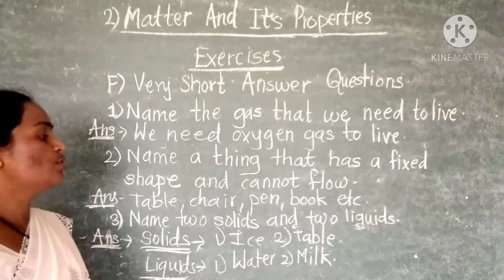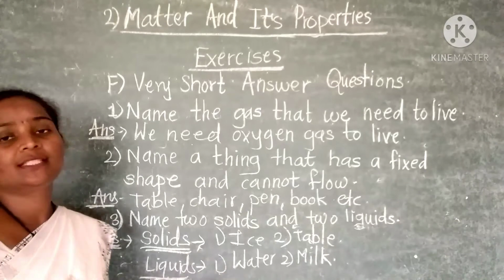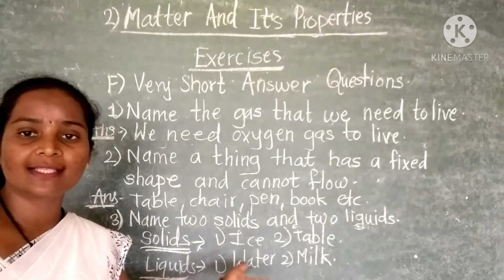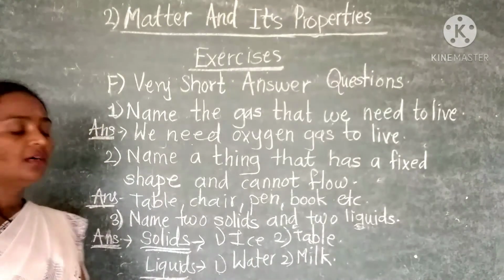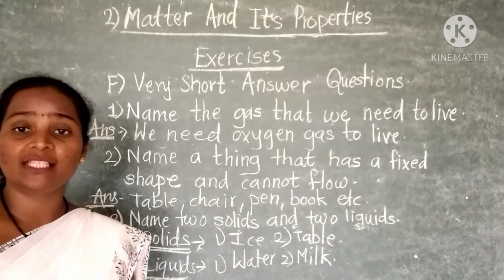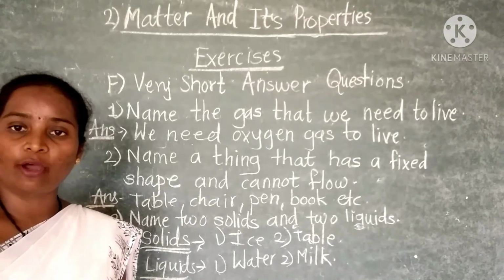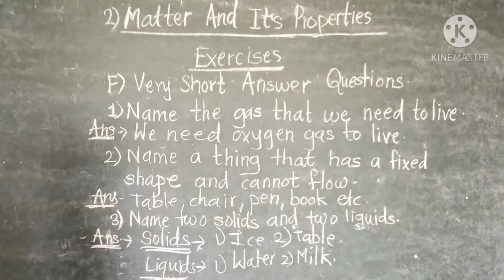Third, name two solids and two liquids. Answer solids. I have written here one ice, second is the table, and liquids one water, and second is the milk. Instead of these examples, you can use the other one also. In this way, you have to complete the question number F.